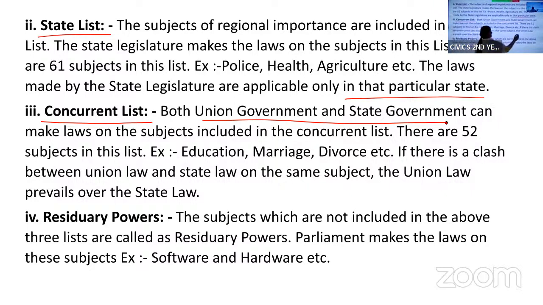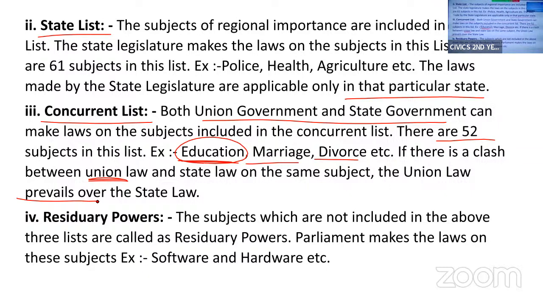There are 52 items or subjects in the concurrent list, like education, marriage, divorce, etc. In case both union and state are making law on the same subject at a time, for example education: if the central government is making any law, and at the same time the state government is also making a law for this education, then the law made by the union, the central government, will be applicable, or prevails over the state law.